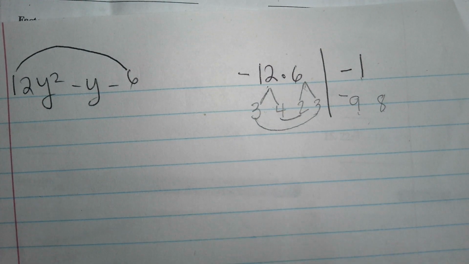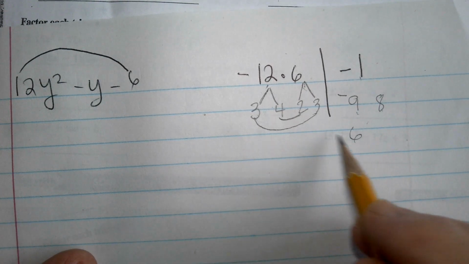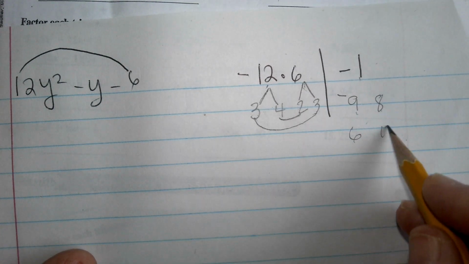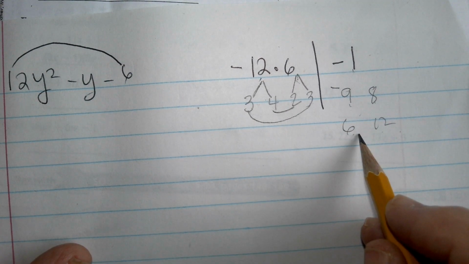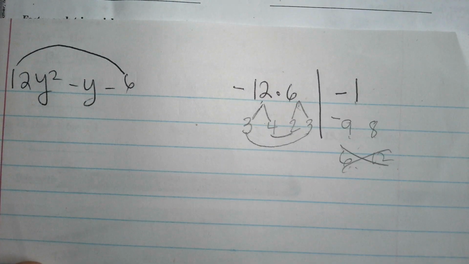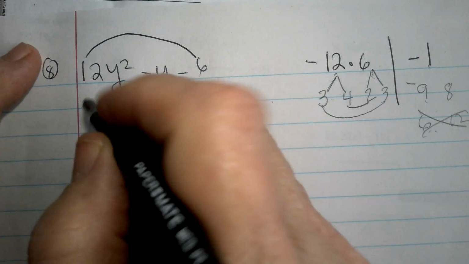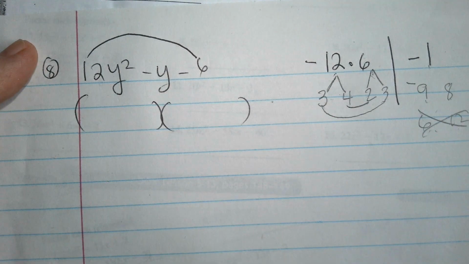Had I not done it right, I could have gone 3 times 2 and I would have gotten 6. 4 times 3, I would have gotten 12. And then if I would have done that, I would say, oh no, let me just switch the ones that I multiplied, and eventually you'll get it. So over here now I know my combo. So we're going to go straight to the answer.